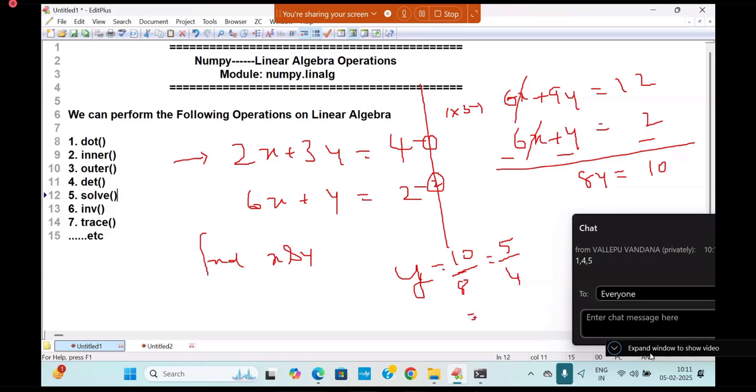What is 5 by 4? 1 point. 5 by 4: 4 into 1 is 4, dot, 0, 2, 8, 2, 0. This becomes 0. This is 1.25. What is the value of y? 1.25. Substitute that y value in these places.